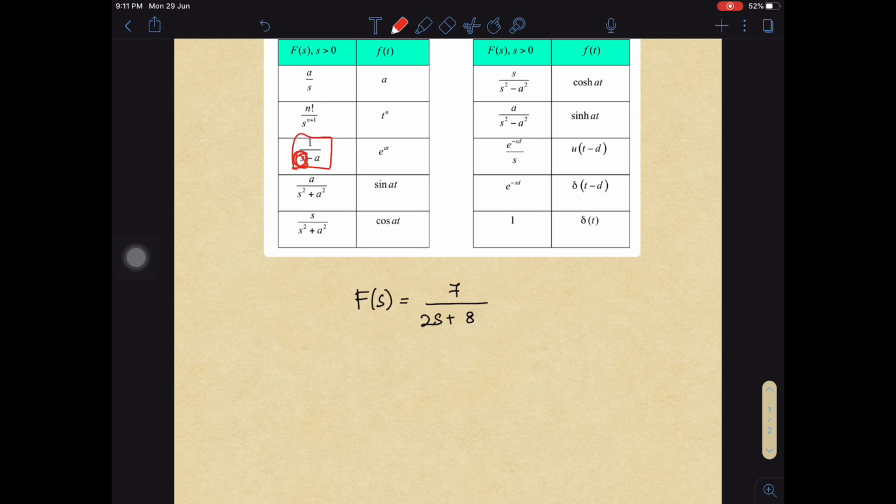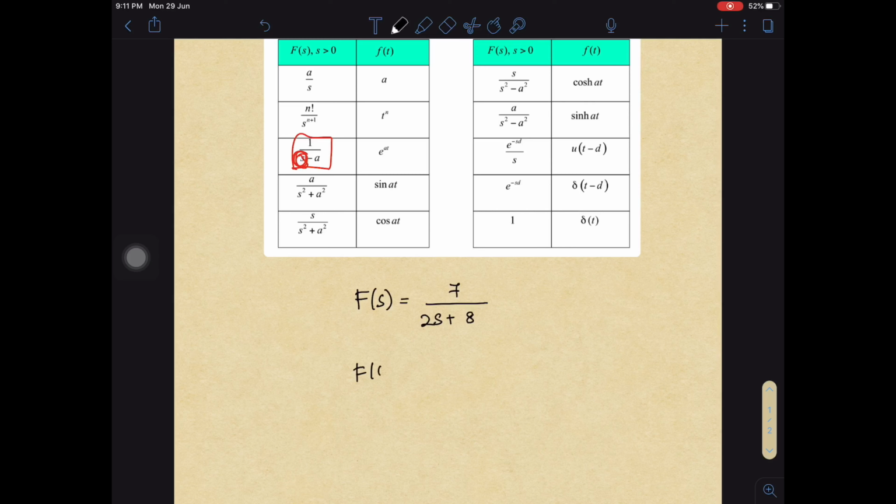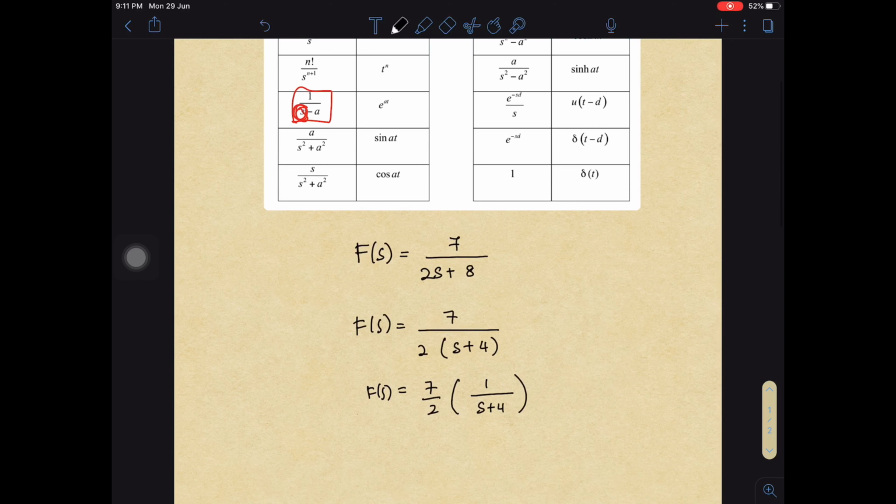Therefore, you need to factorize out 2 so that your s now has the coefficient 1. So you can rewrite your equation as F(s) equal to 7 over, factorize out 2, so what you have here is s plus 4. So 7 over 2 here is just a constant. You can also write it as F(s) equal to 7 over 2 times 1 over s plus 4. It will be easier for you to see. So 1 over s plus 4 is actually closer to this form of e to the power of at, but you can notice here, your sign is negative.